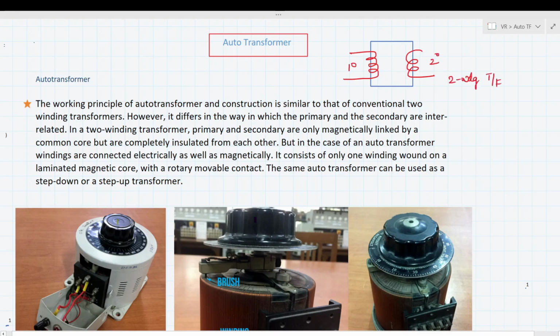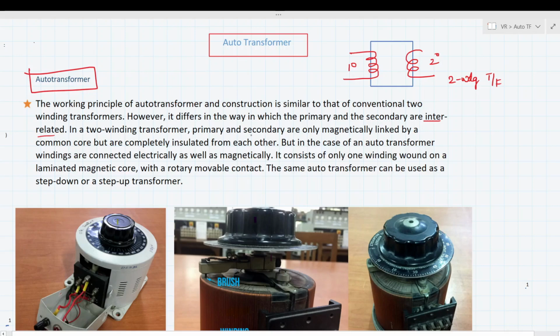But when it comes to an auto transformer, there is a little constructional difference. Let us try to understand what the auto transformer is. The working principle and construction of an auto transformer is similar to that of a conventional two winding transformer. However, it differs in the way in which the primary and secondary are interrelated. So there is a slight difference when it comes to the primary and secondary relation.